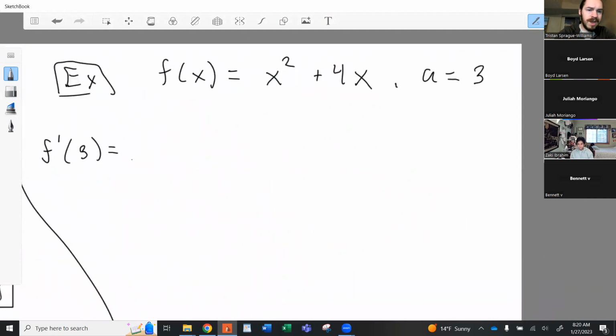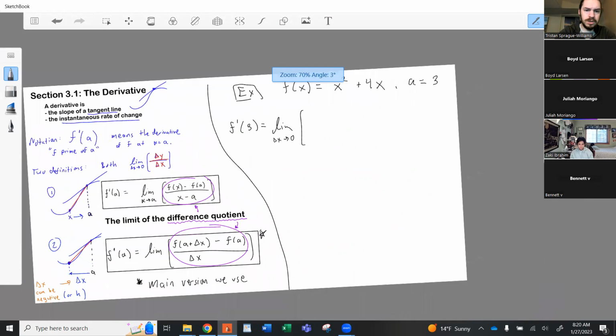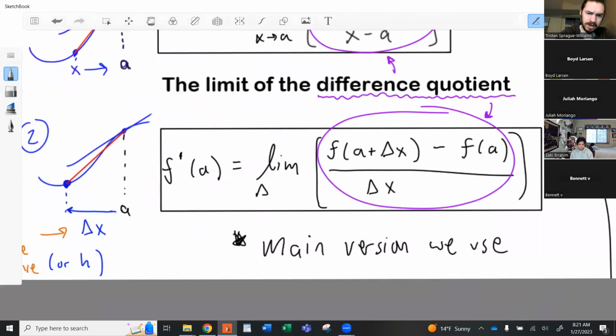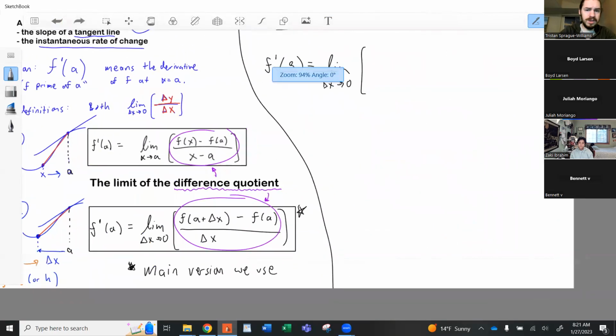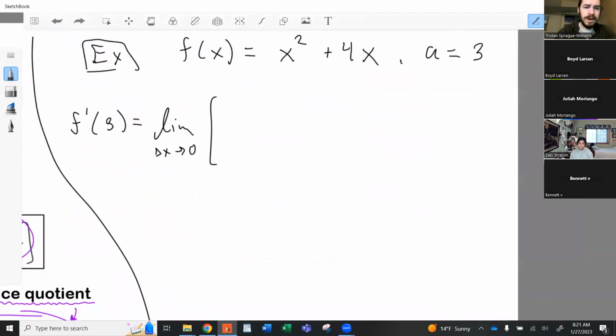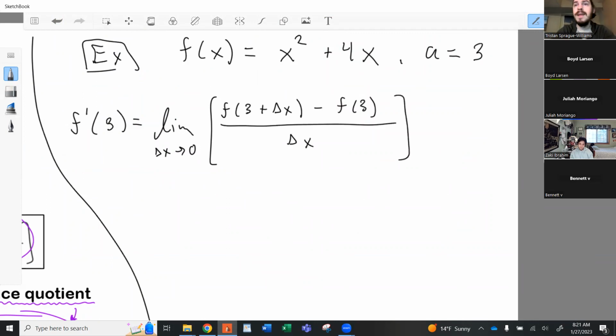So what we want to do is set up the limit as delta x is approaching 0. Did I remember to write that on the previous page? Oh, no, I didn't. Oh, my goodness, that's important. Delta x approaching 0. That's the other big difference between these, right? This one's a limit at 0, whereas this is like x approaching a. So if we're doing the 0 one, delta x approaches 0, we're going to have to do f of 3 plus delta x minus f of 3 all over delta x. Like that. So that is the setup.